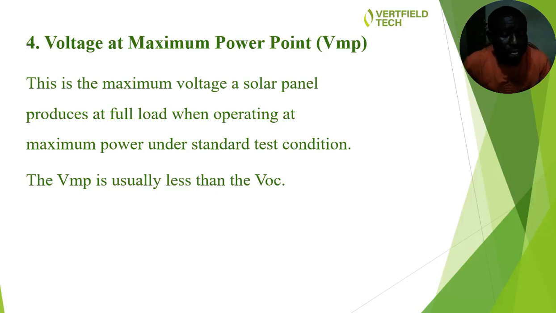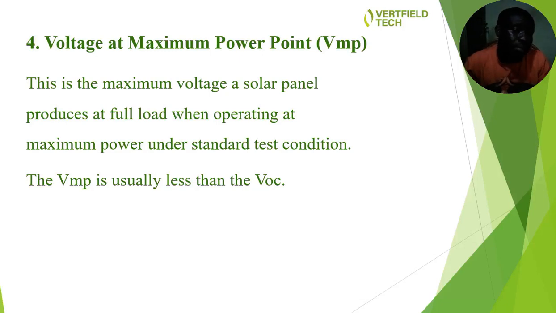Your VMP, which is your voltage at maximum power point, is always less than your open circuit voltage. It is less than the open circuit voltage because the panel has been connected to other solar panels or is operating at full load. It is this voltage at maximum power point that guides you on how you can connect your solar panels to either your charge controller or your inverter system.